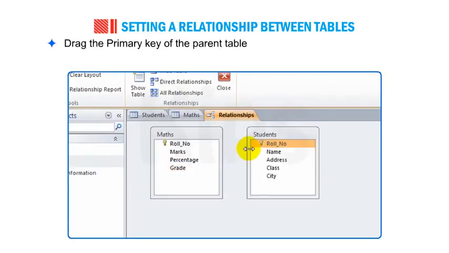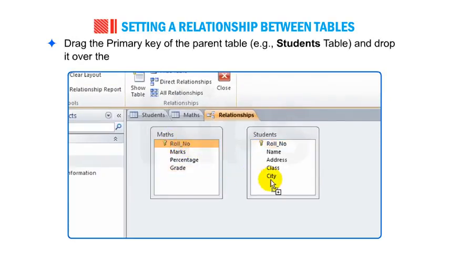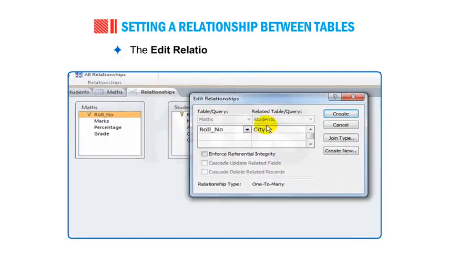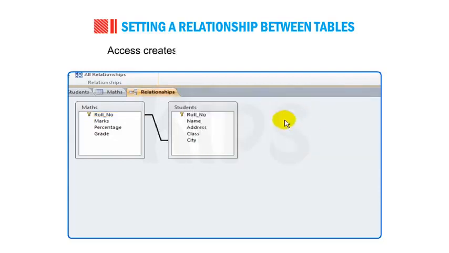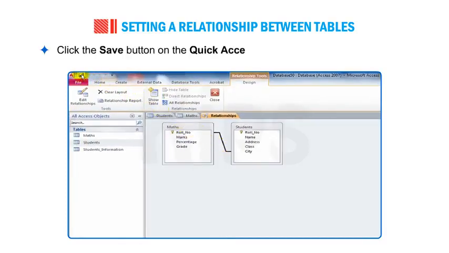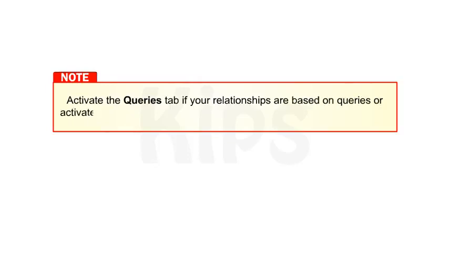Drag the primary key of the parent table, example students table, and drop it over the same field in the child table, example maths table. The Edit Relationships dialog box appears. Click on Create button. Access creates the relationship between the tables. A line linking the two tables will appear indicating that both have been linked. Click the Save button on the Quick Access toolbar to save the relationship. Note that you activate the Queries tab if your relationships are based on queries, or activate Both tab if relationships are based on both tables and queries.